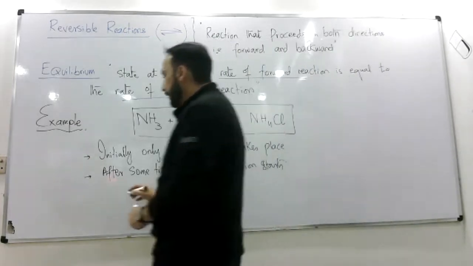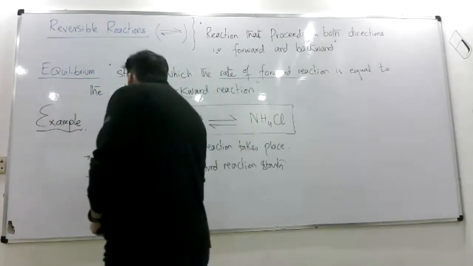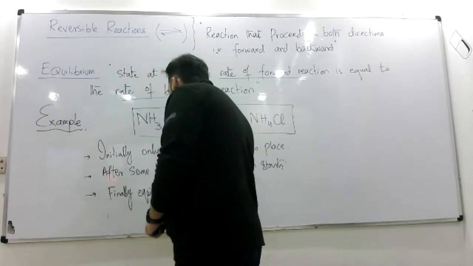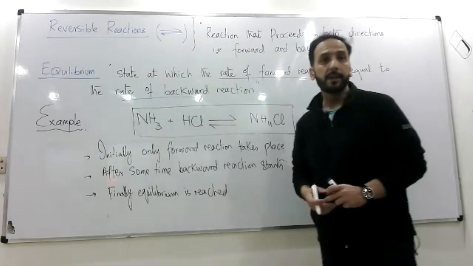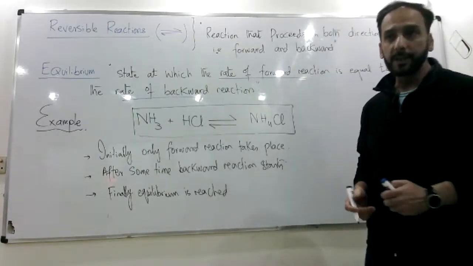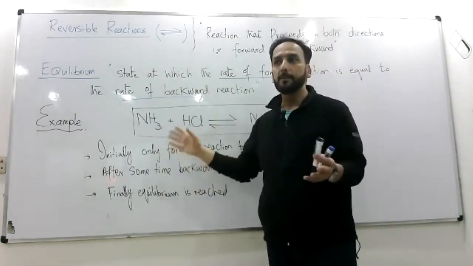And then finally, equilibrium is reached. That is when the rate of forward and backward reaction is equal. See, this is what you write if you're asked to describe a reversible reaction.